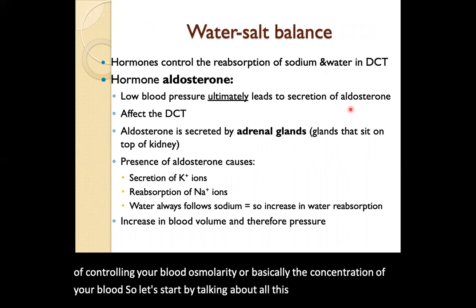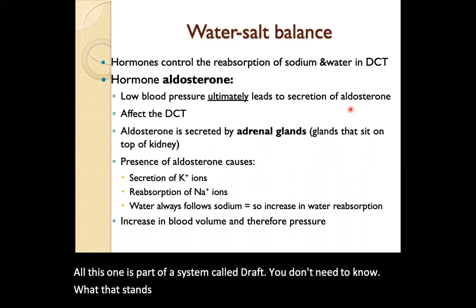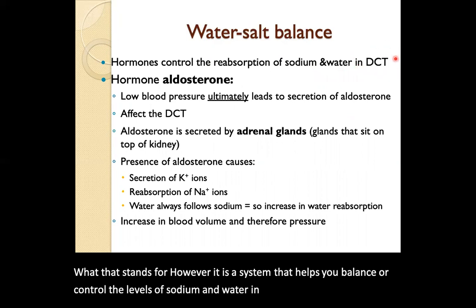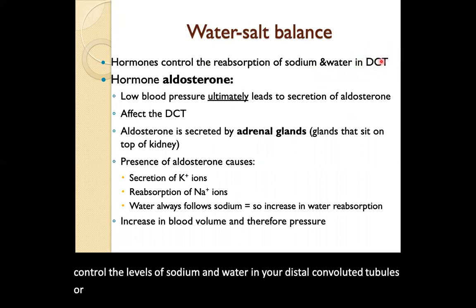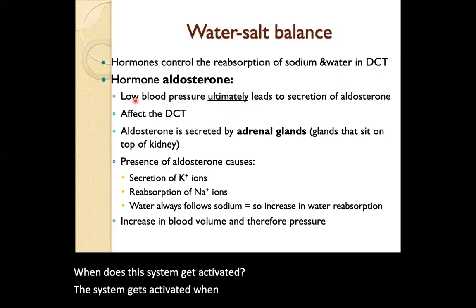Aldosterone is part of a system called RAS. You don't need to know what that stands for. However, it is a system that helps you balance or control the levels of sodium and water in your distal convoluted tubules, or again, simply DT. So when does this system get activated? This system gets activated when your blood pressure is low.